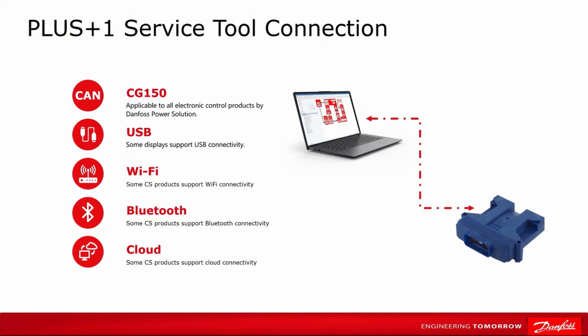The Service Tool supports multiple connection methods, with the most common being communication with devices via a CG150 cable. This connection method is compatible with all Danfoss DPS electronic control products. Additionally, some displays, like the DM430, support USB connections. The CS10 wireless gateway also supports Wi-Fi and Bluetooth connections. Wireless gateway devices like the CS10 and CS500 support cloud connectivity.